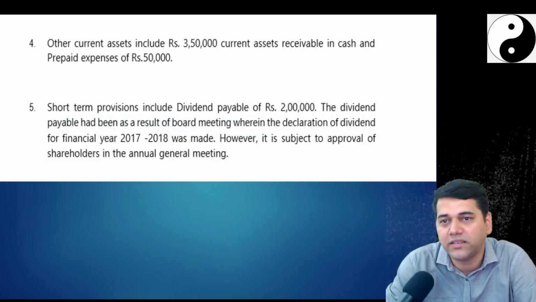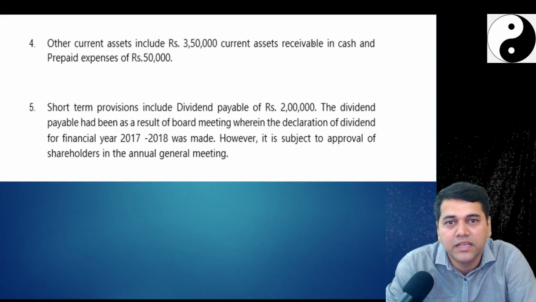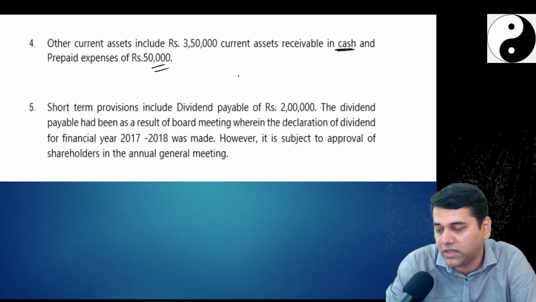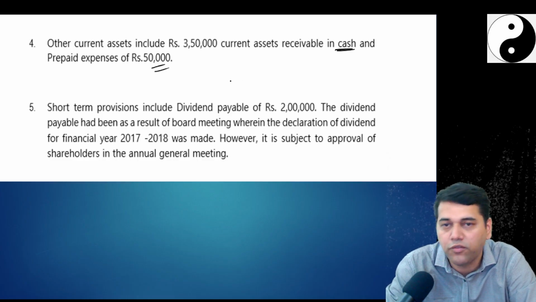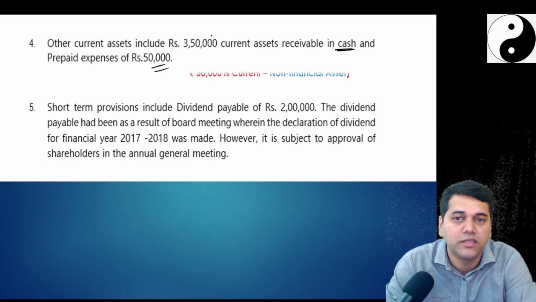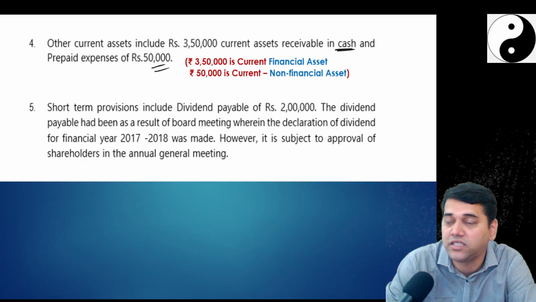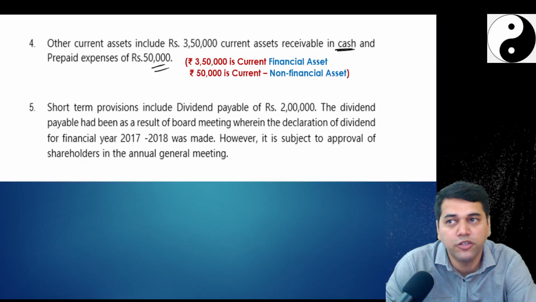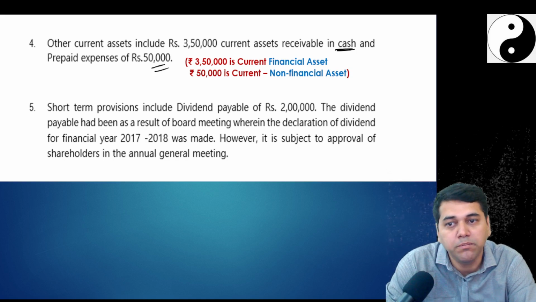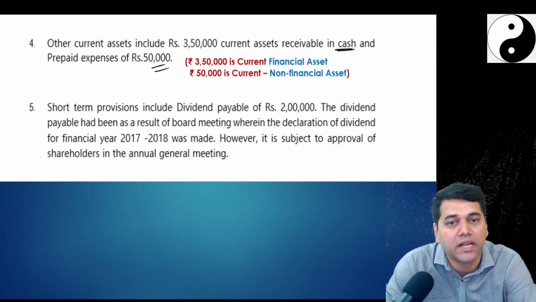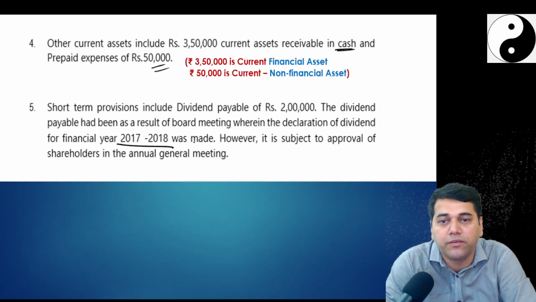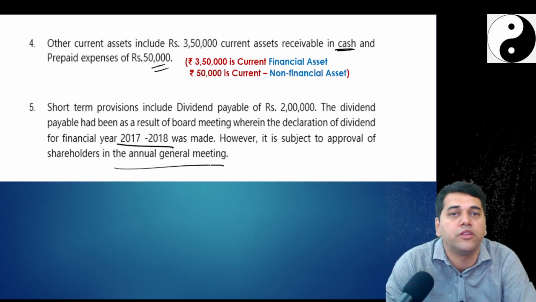Now other current assets include 3,50,000 receivable in cash and a prepaid expense of 50,000. So how much is the other current assets? 4 lakh. Out of this, 3.5 is current financial, 50 is current non-financial, because we have to give the Schedule 3 format. Short-term provisions include dividend payable 2 lakh. The board meeting was held and declared a dividend; however, shareholders' approval is pending. What should you do?